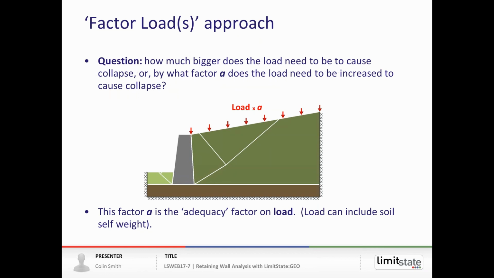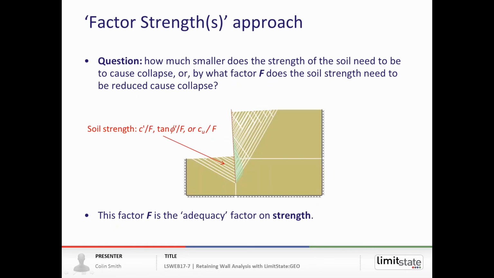And that factor we call the adequacy factor on load. And a load can be a surface load or can be a soil self-weight. So we could say how much heavier does the soil behind the wall have to be to cause collapse? The other approach is a factor strength approach, which is simply how much do we have to reduce the strength by to cause collapse? And that gives us an adequacy factor on strength.